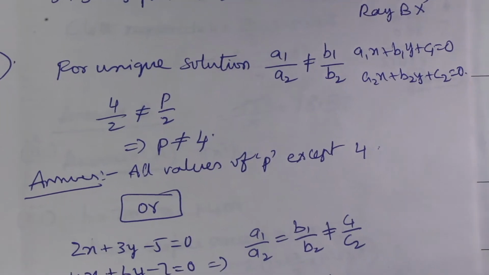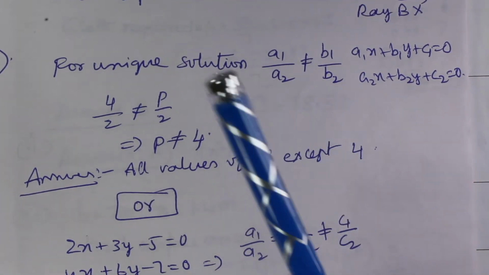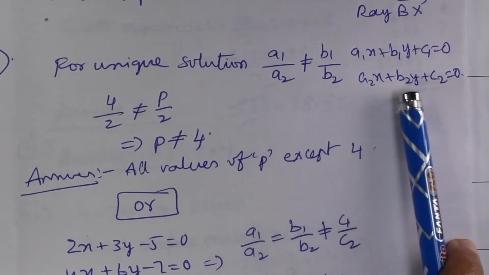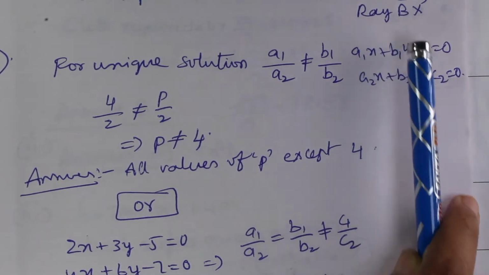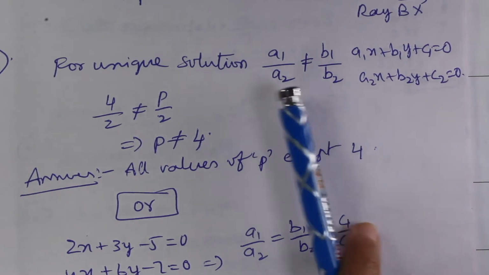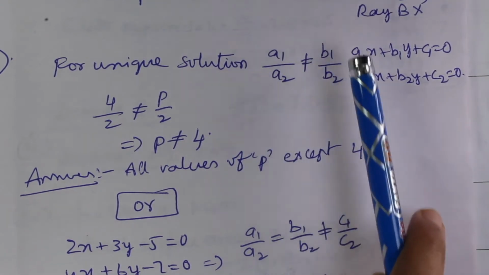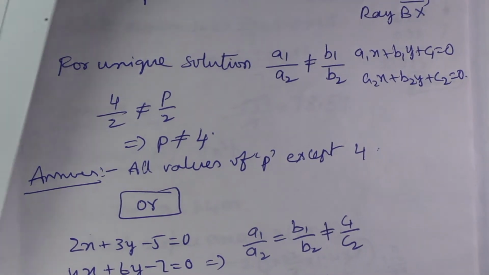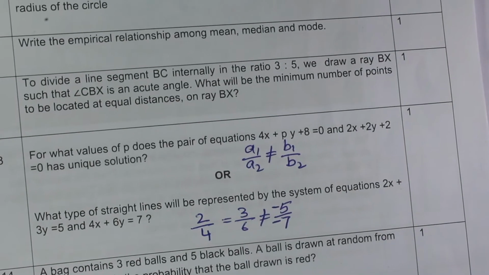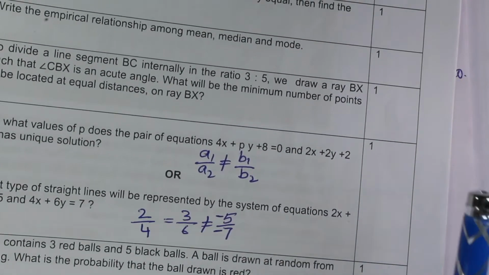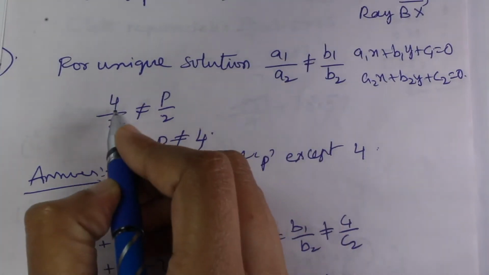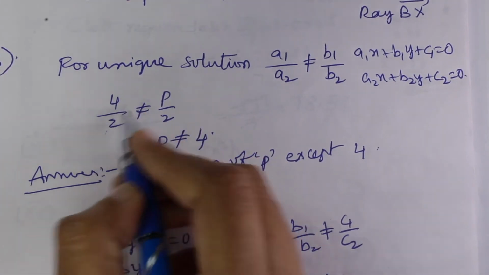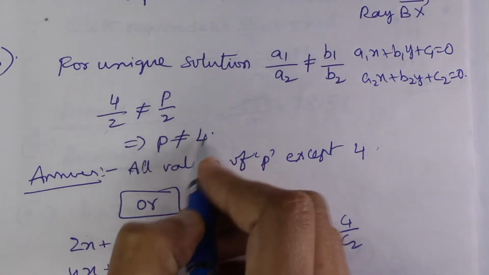If we assume a1x + b1y + c1 = 0 and a2x + b2y + c2 = 0 as two lines, then the condition for a unique solution is a1 by a2 should not be equal to b1 by b2. So here for these two lines, what is a1 by a2? 4 by 2 is not equal to p by 2. So that implies p is not equal to 4.